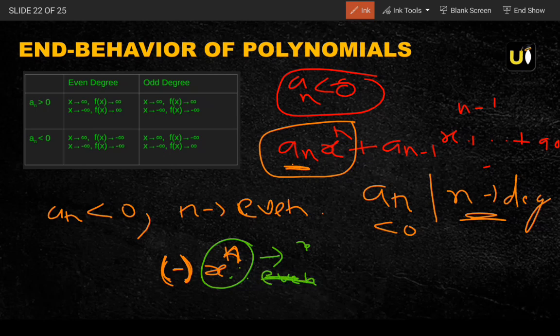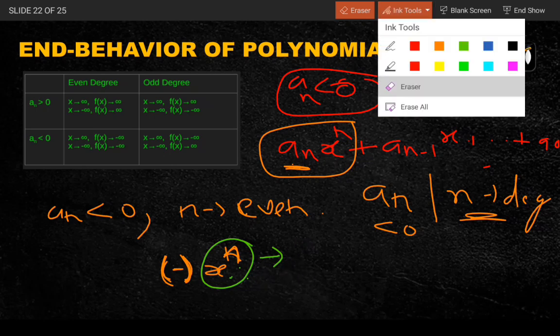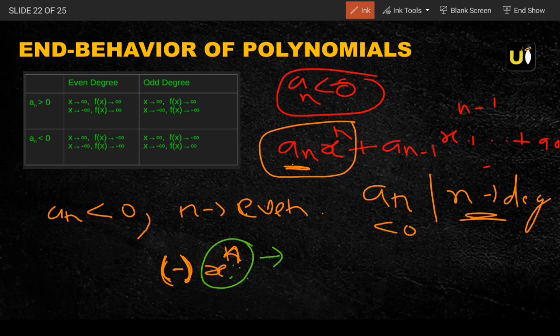Okay, if x is a negative value, this x power n will be a negative value. Here we already have a negative sign before, so minus into minus will always lead to a positive value. So that's why, when the degree is odd and the coefficient is less than 0, if x is tending to plus infinity, f of x will tend to minus infinity. If x is tending to minus infinity, f of x will tend to plus infinity.